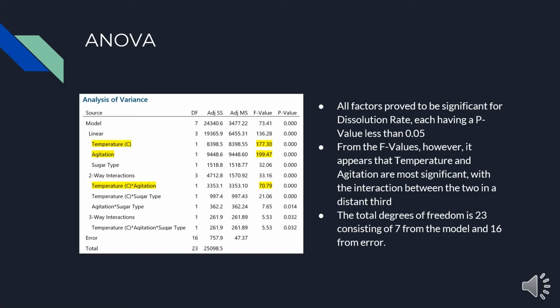However, from the f-values, it is evident that temperature and agitation are by far the most significant. In fact, the interaction between temperature and agitation is more significant than that of sugar type alone.